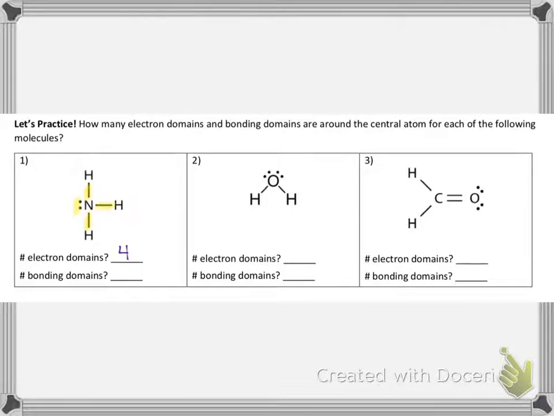But for bonding domains, remember that lone pairs don't count. They're not participating in bonding. They're not shared. So there are only 3 bonding domains. All right, I would like you to try to do the exact same thing for the water molecule and for this formaldehyde over here. It'll be totally non-toxic, I promise. Whenever you're ready to check the answers, go ahead and unpause the video.